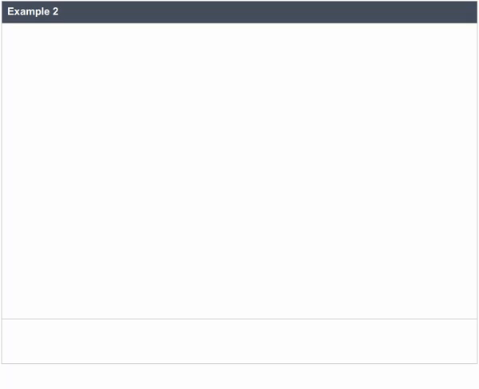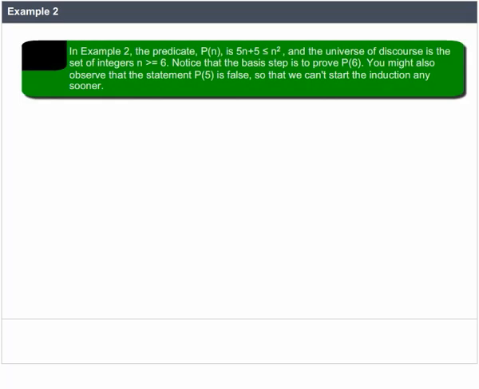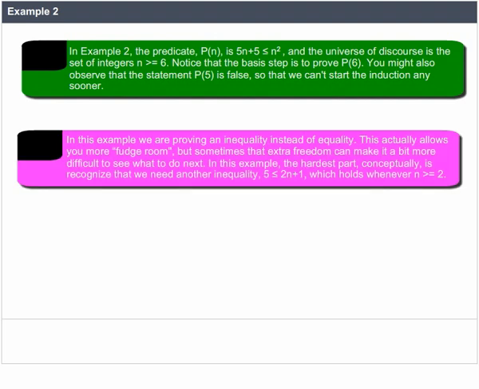Example 2. In example 2, the predicate P of n is 5n plus 5 is less than or equal to n squared, and the universe of discourse is the set of integers n greater than or equal to 6. Notice that the basis step is to prove P of 6. You might also observe that the statement P of 1 is false, so we can't start the induction any sooner. In this example, we are proving an inequality instead of equality.